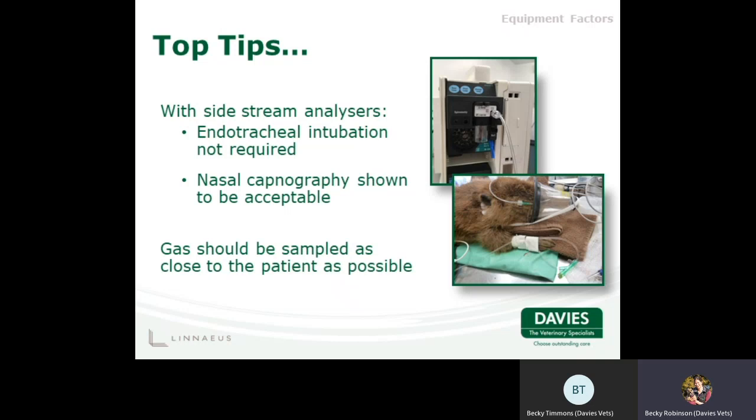Nasal capnography has been shown to provide an acceptable alternative to arterial blood gas analysis in both sedated and conscious critically ill dogs. But we do need to be aware that we need to try and get the gas sample as close as possible to the patient, so as close as possible to the nares, or even better from an intranasal catheter, in order to attempt to measure alveolar gas.